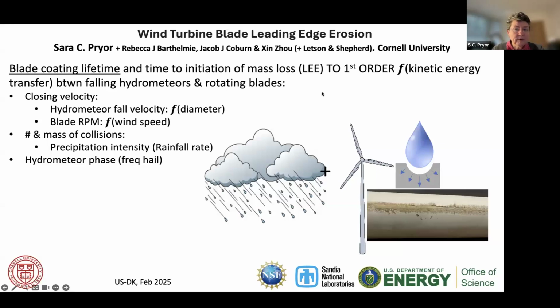So if we want to know this kinetic energy transfer, then of course we need to know the closing velocity between the falling drop and the blade tip. So that's going to be a function of the hydrometeor fall velocity, which, as we all know, is determined by its diameter. The blade rotational speed, which is, of course, a function of the incident wind speed. The number and mass of collisions, which is linked to the precipitation intensity. And, of course, the hydrometeor phase. I'm not going to talk too much about this, but there is some evidence that hail is a particularly important damage vector.